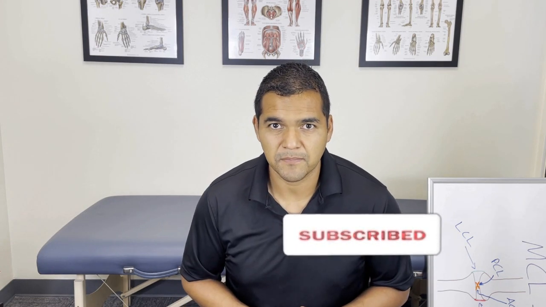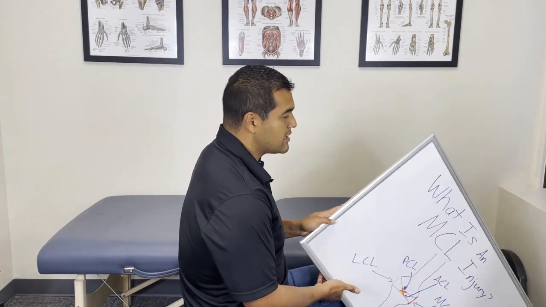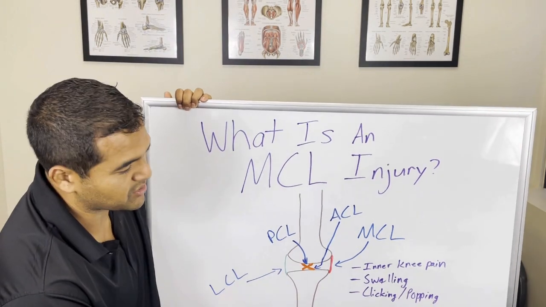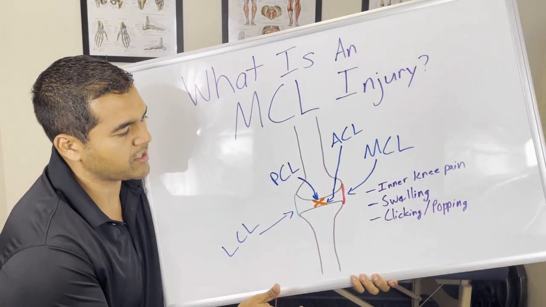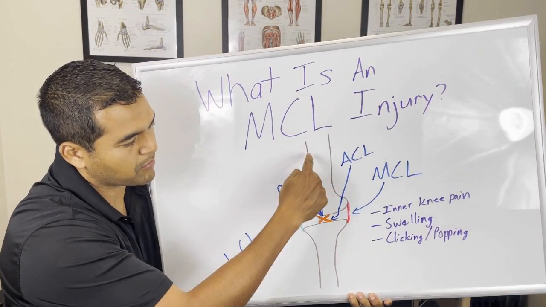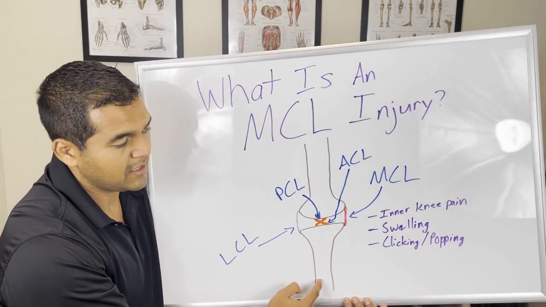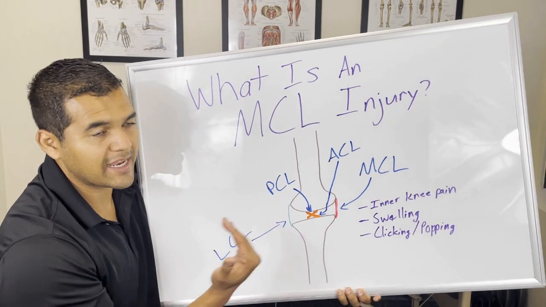Now, to help me out in my explanation of an MCL injury, I've drawn this picture for you and written up some labels for the picture. So what is an MCL injury? Just to orient you right here, in brown on the top right here, this is your thigh bone, and here's your shin bone on the bottom, and you're looking at the right knee.